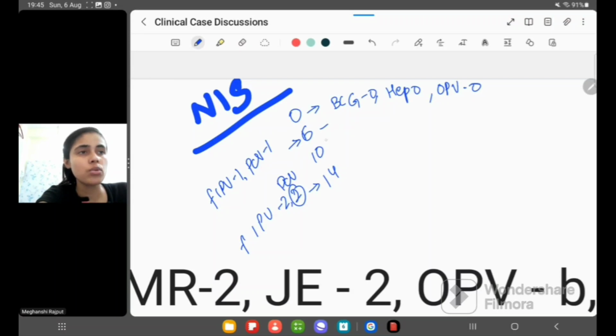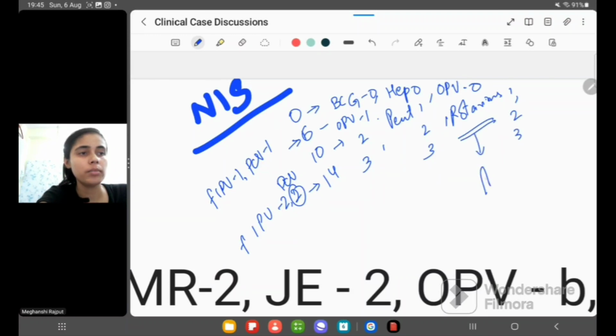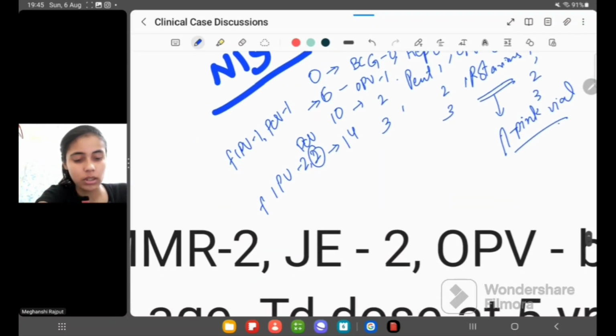Other than that, all these go together: OPV 1, OPV 2, OPV 3. Then we have Penta 1, 2, and 3. And along with that, we have rotavirus also in some districts, which we give as 1, 2, and 3. And this rotavirus is in a pink vial. Okay, this much is there.